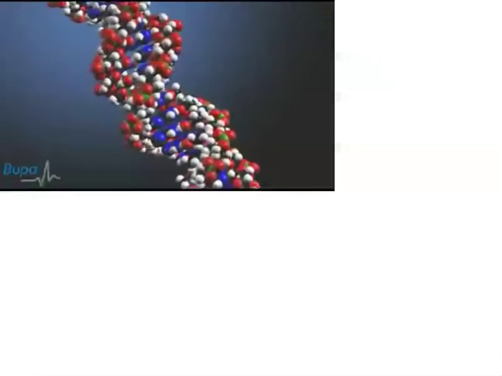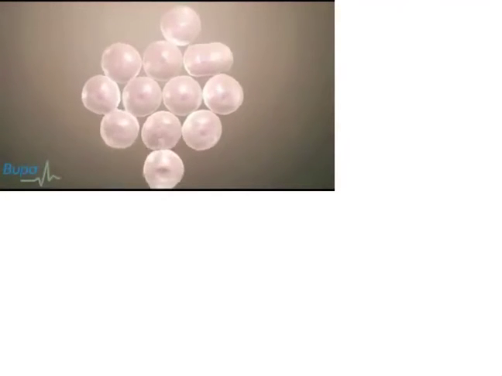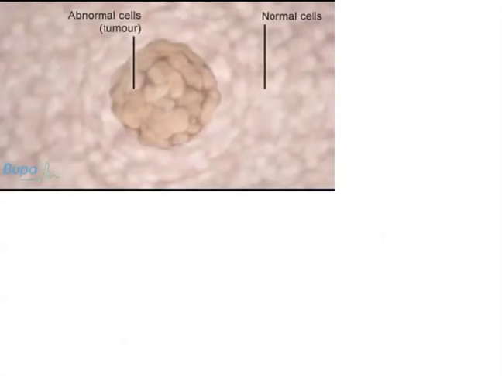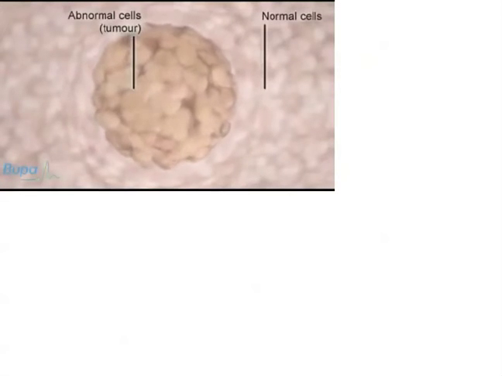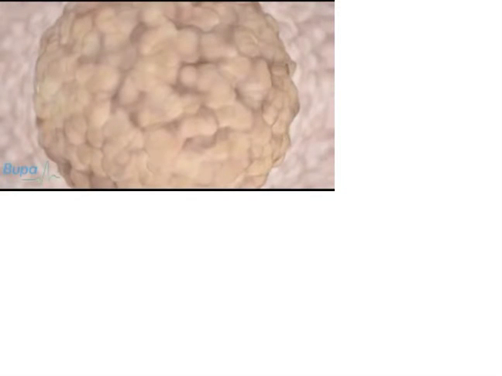The cells of your body divide to make more cells, so that your organs and tissues can grow and repair themselves. The nucleus controls this division. In cancer, the cells divide in an uncontrolled way, and often more quickly than normal cells. In many cases, the cells form a lump called a tumour. Cancerous tumours can spread into surrounding normal tissue.